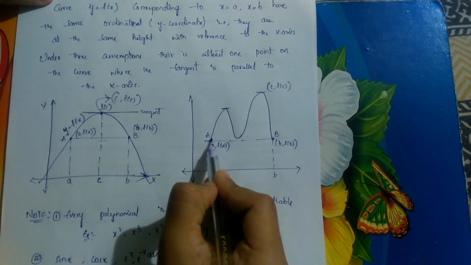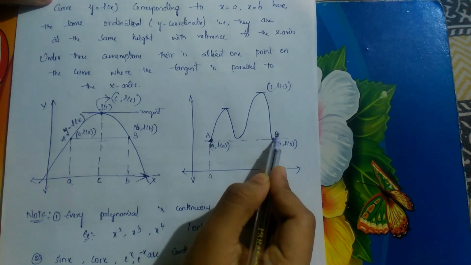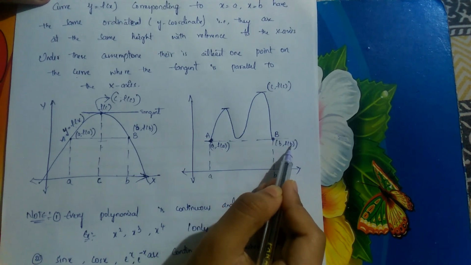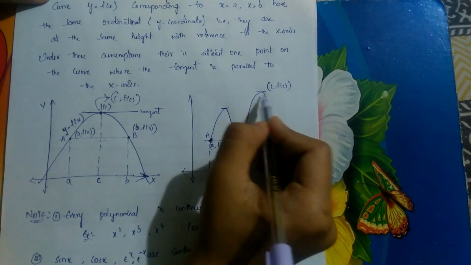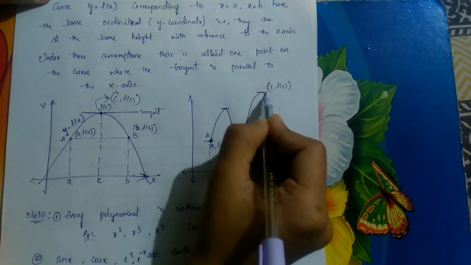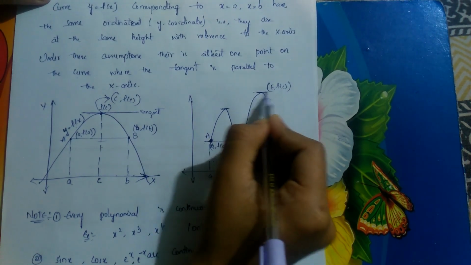And let this be point A, that is a comma f of A, and let this be point B, that is b comma f of B, and this will be the A and this will be the B. So if we see the maximum point here, this point will be C comma f of C, and this will be the tangent.